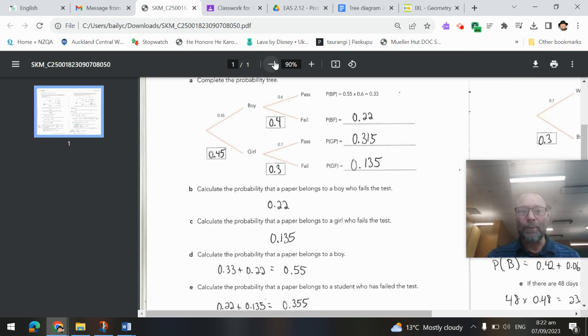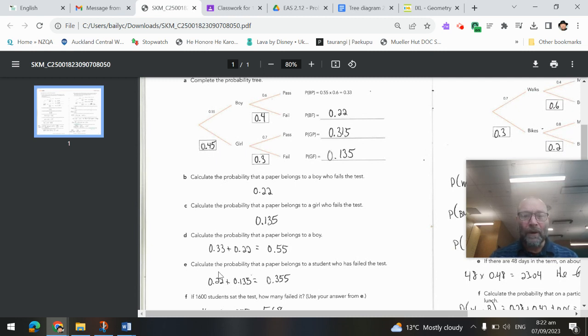Next one, calculate the probability that a paper belonged to a student who failed the test. Once again, we're going to go back and ask the same question. Which of these outcomes are somebody who failed the test? 0.22 plus 0.135, which gives us 0.355.